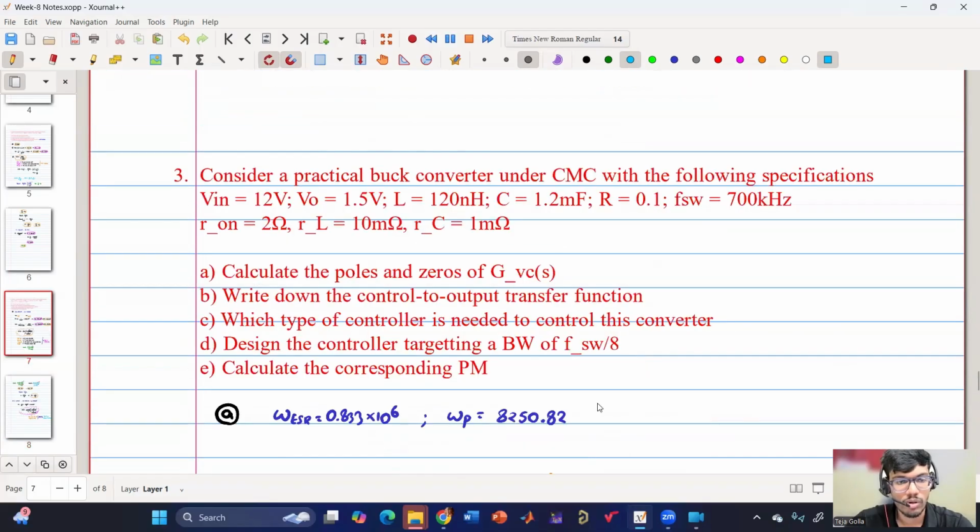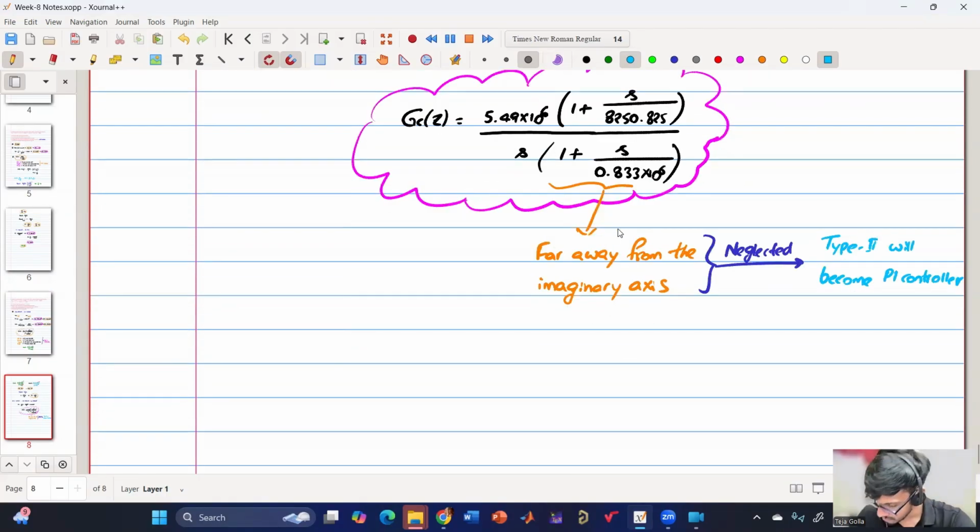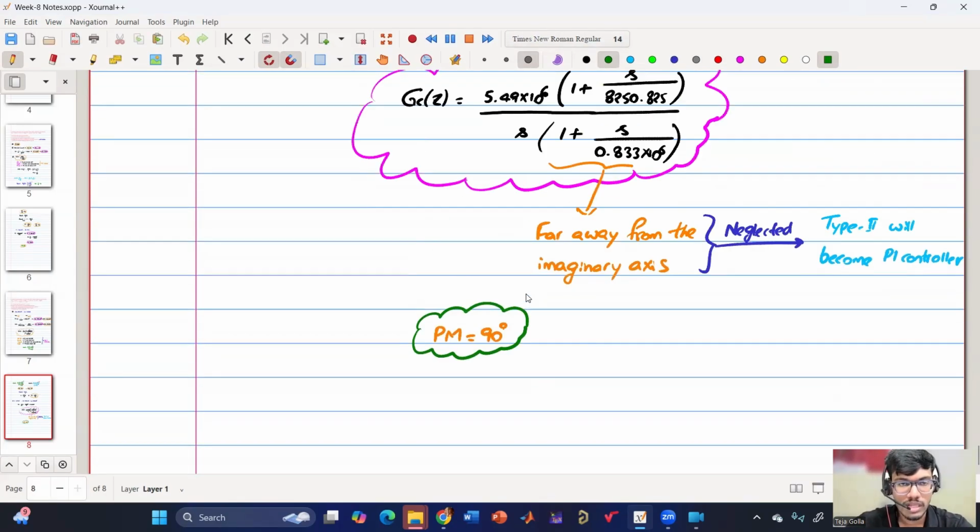So if we go to the last part of this question, calculate the corresponding phase margin. So how much is the phase margin? Anyone? 90 degrees. 90 degrees, very good. So phase margin is 90 degrees. So this is the last question.